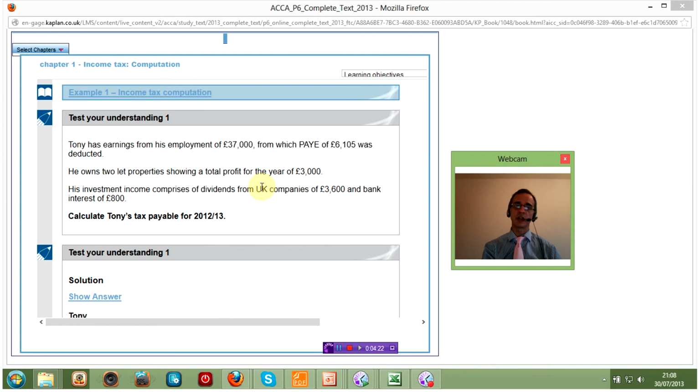So what this question is asking you to do is take all of that information and put it into the picture, and then see what drops out at the end, which in this case will be income tax payable. So a really straightforward question.